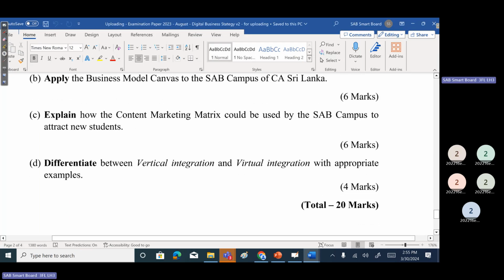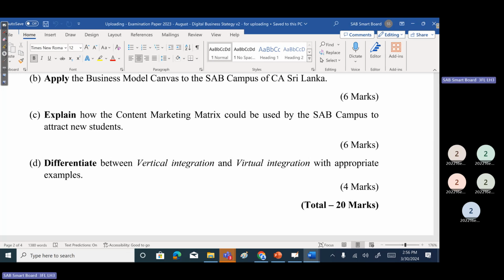And finally, the difference between vertical integration and virtual integration. Did we discuss that? Yes, indeed, with examples. We took two companies, Dell and IBM: IBM for vertical integration, Dell for virtual integration. So this will be the structure, and the cases that I discussed in the class will be important. And also look at these questions to inspire yourself.